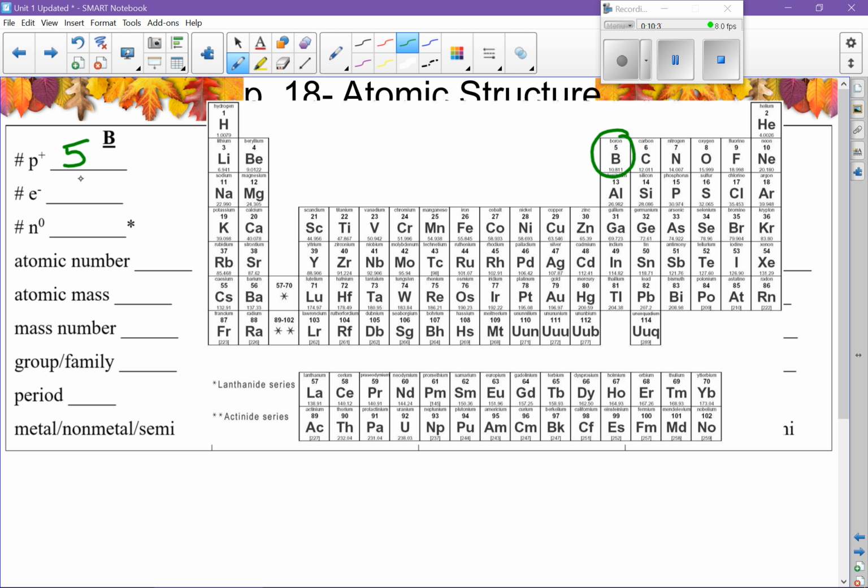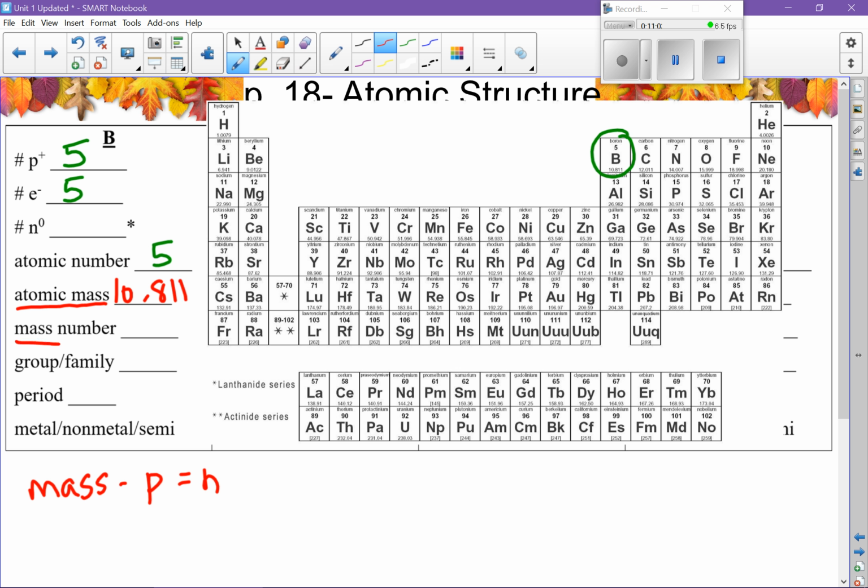So that means automatically I also know the number of electrons, and I figured out the atomic number. Those ones always have to be the same. To figure out the neutrons, remember, you're going to do mass minus protons equals neutrons. And we don't even have the mass for this yet, so let's figure that out. Atomic mass is going to be the decimal, so I'm just going to copy that 10.811 from the periodic table.